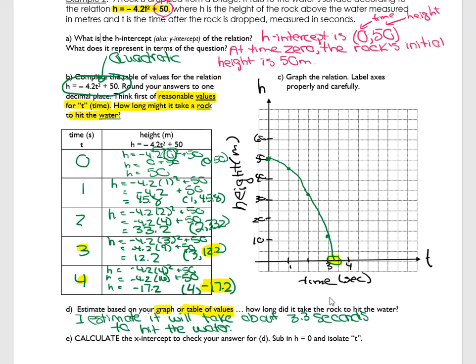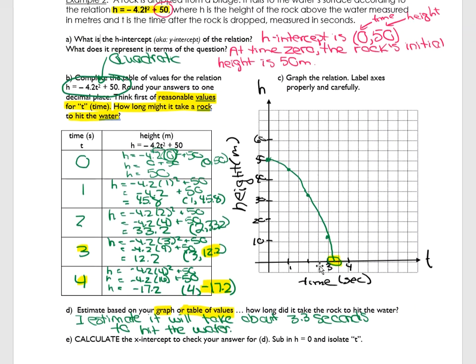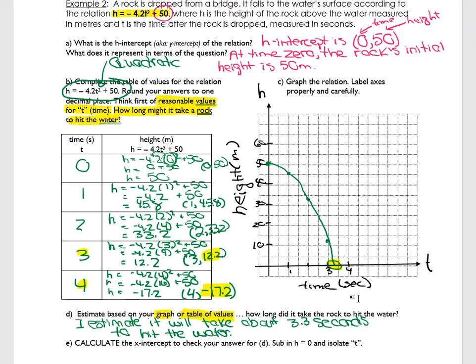So that's an estimate. But the next question, the last question, is saying calculate it. Calculate the x-intercept to check your answer for D. Sub in h equals 0 and isolate t. So this is telling me what to do. Sub in h equals 0 because I want to know when my height is 0. I'm kind of crowded here, so I'm going to write this on the side.